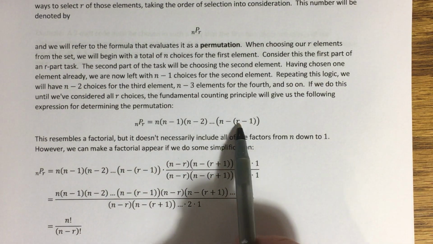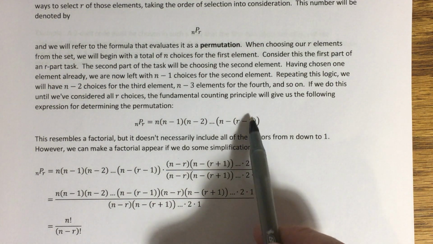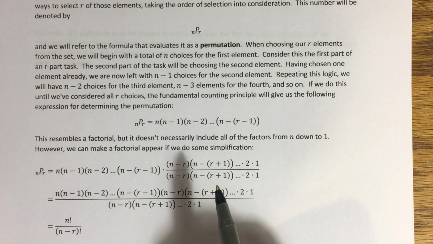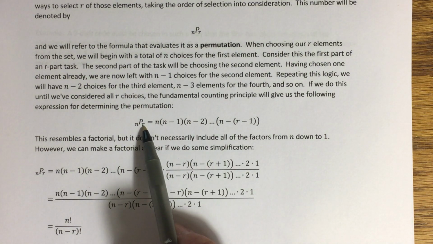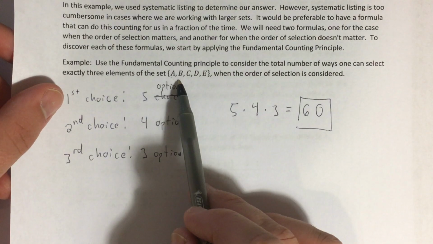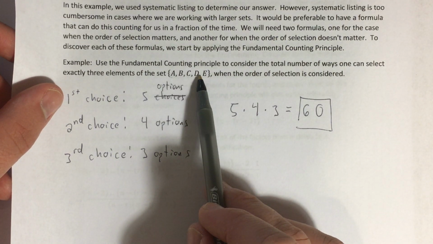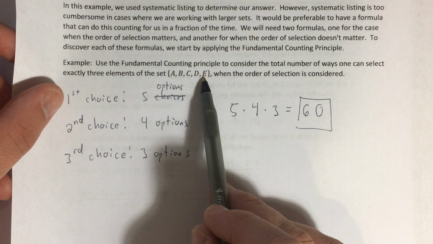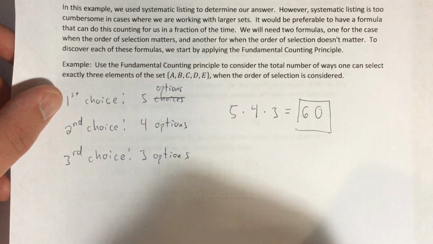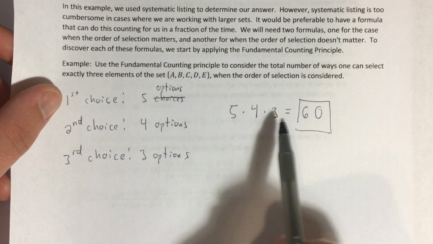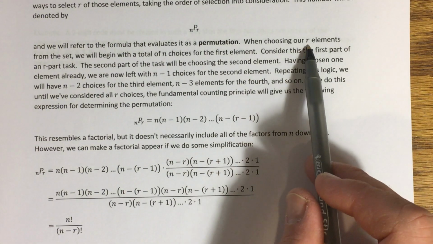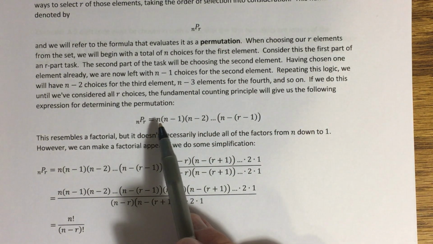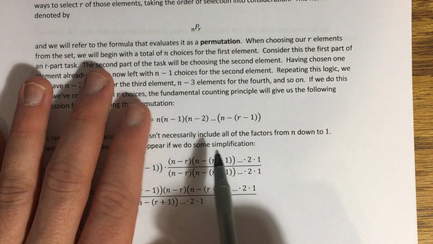Now, why does this last factor in this product look like this? N minus, in parentheses, r minus 1. Well, again, remember, the number of factors that should appear in this product should be r. It's just like this. We had five elements to choose from, but we only wanted to select 3 from that set of 5. And that gave us 3 factors here. In this case, I'm choosing r elements from a set of n, so I should have a total of r factors here.